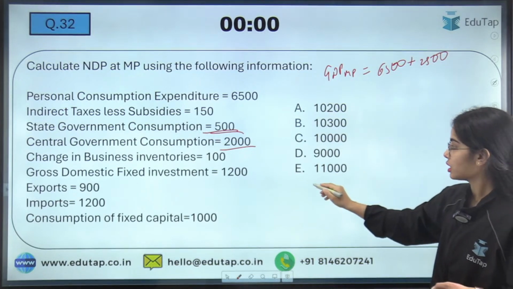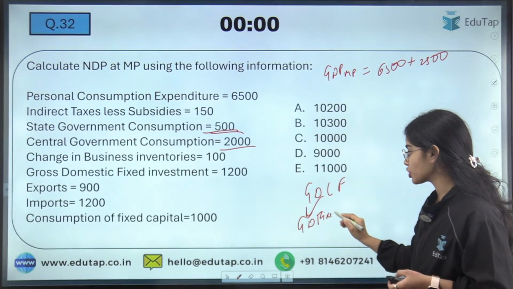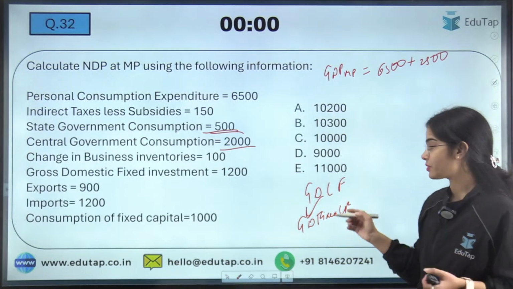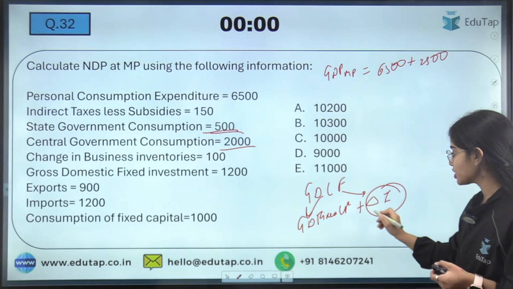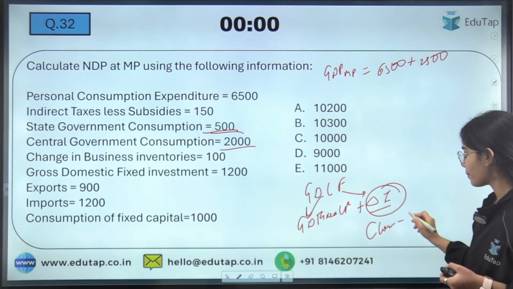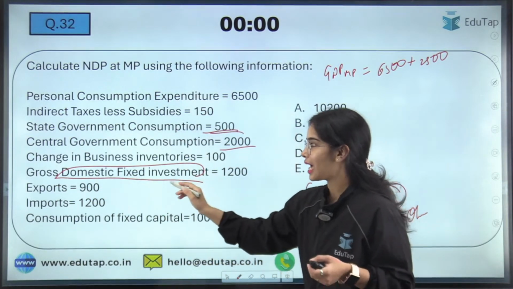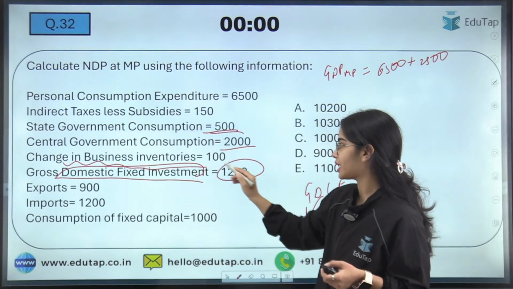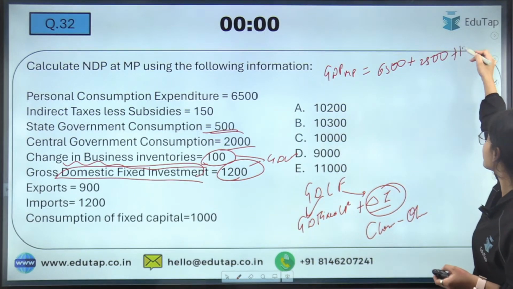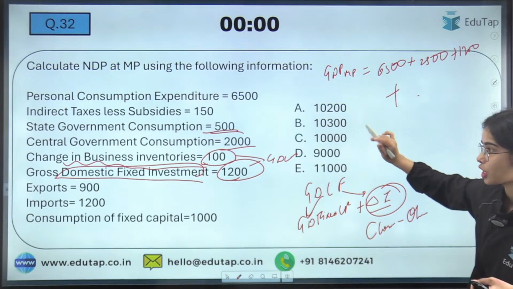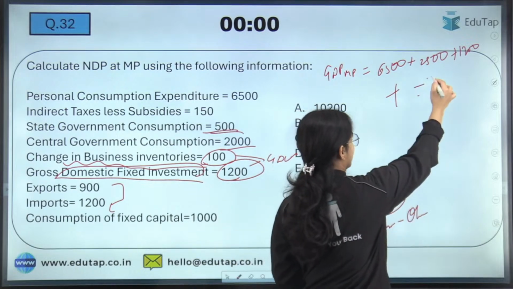Then you have gross domestic capital formation. Gross domestic capital formation is the gross domestic fixed capital formation that you are doing, as well as the change in inventories. Change in inventories is your closing stock minus opening stock. So you are adding the gross domestic fixed investment and the change in business inventory to make it gross domestic capital formation. This is 1,300. The last one is your net exports, exports minus imports, which is minus 300.